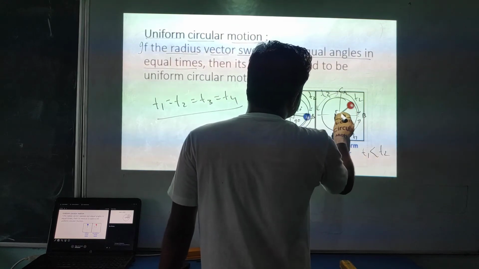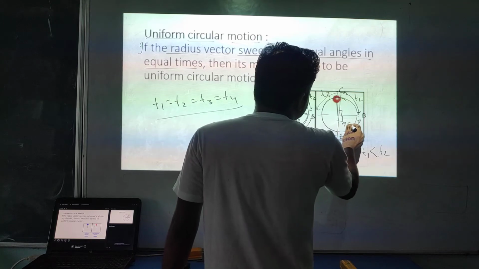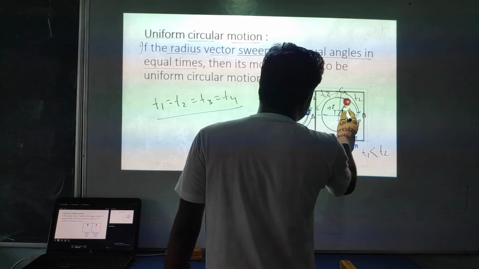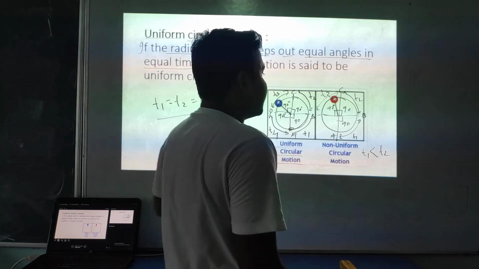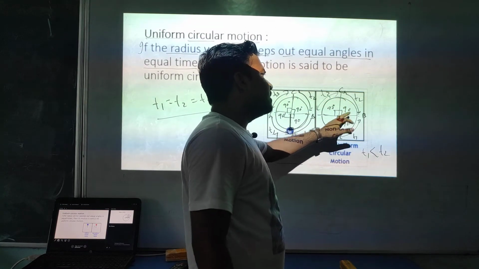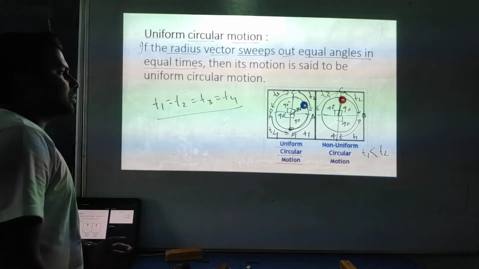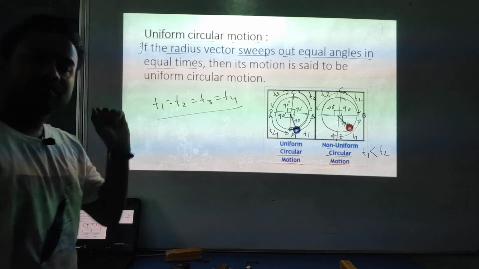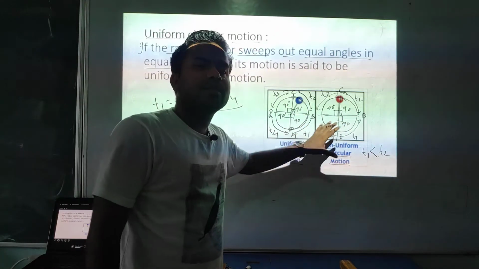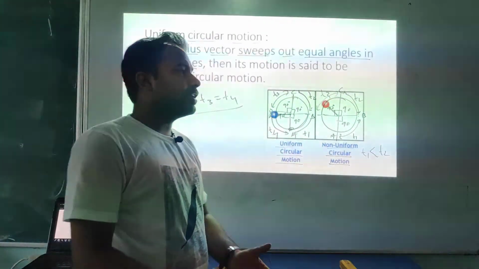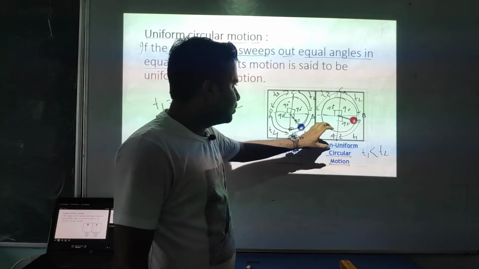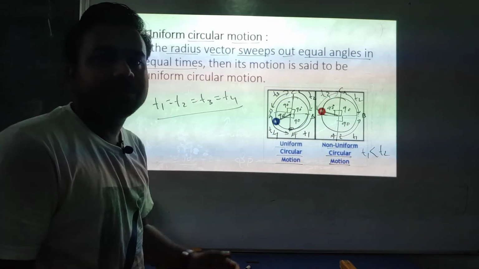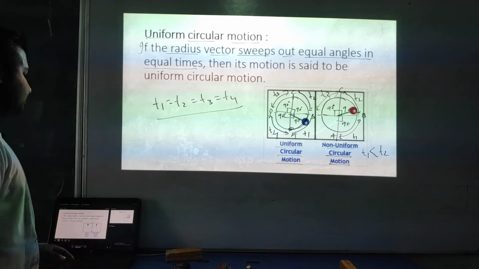T3. So look at this, in equal angle sweeping, it's sweeping the 90-degree angle every time, is it or not? But in moving through this 90-degree angle, it's taking a different time interval. So what you can say, this is a non-uniform circular motion. Now you understand, okay student? And these two diagrams are representing these things in the proper way. So now you understand, okay?